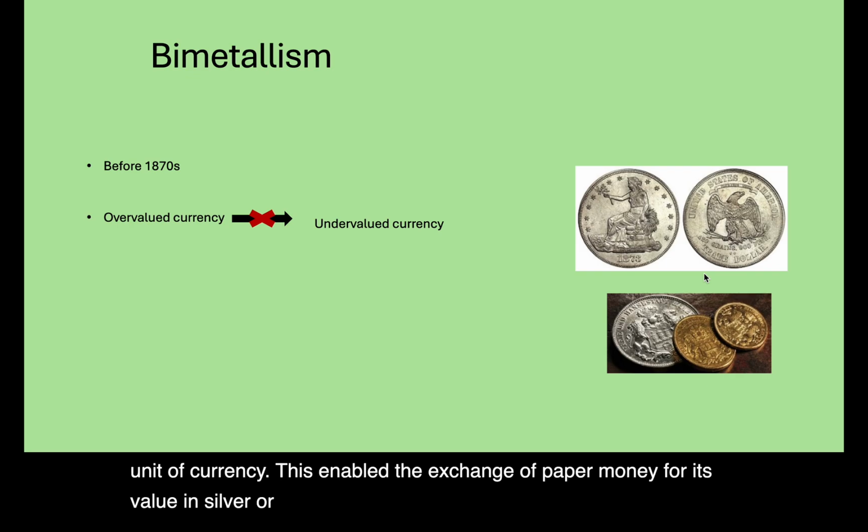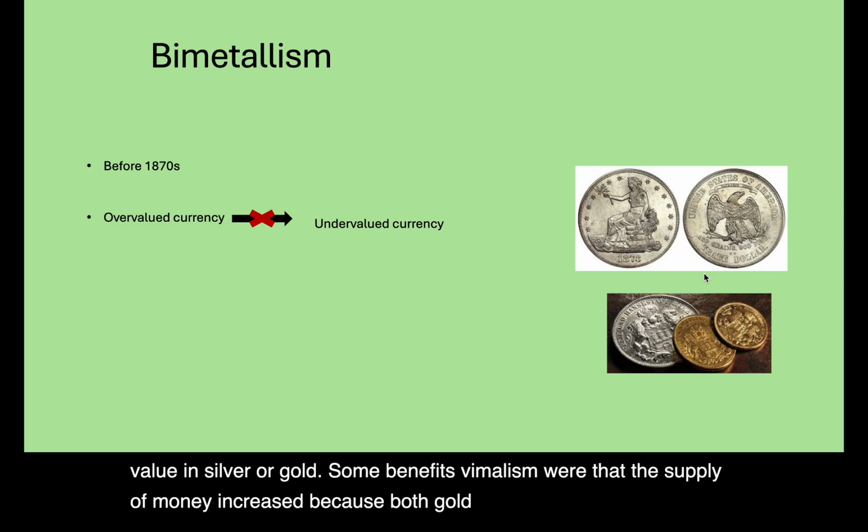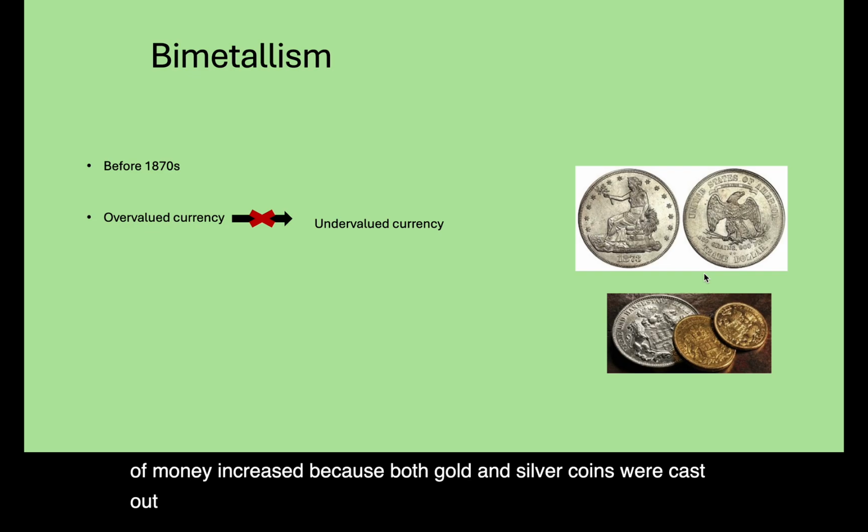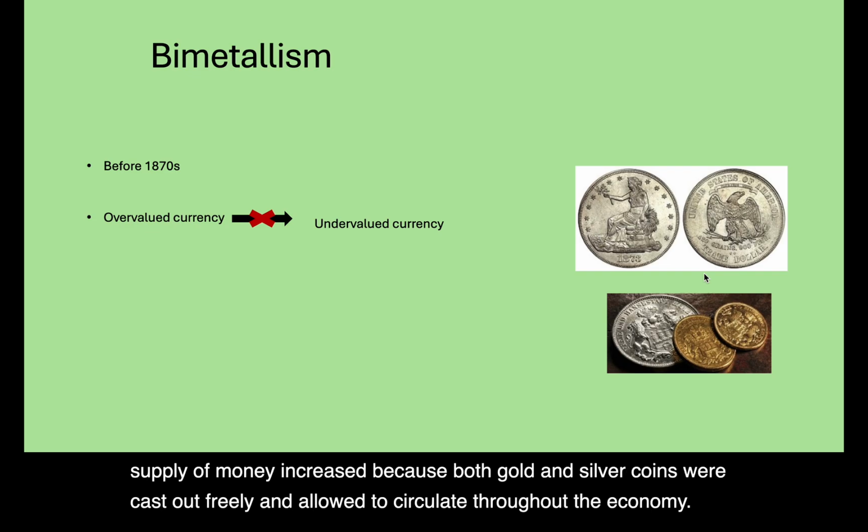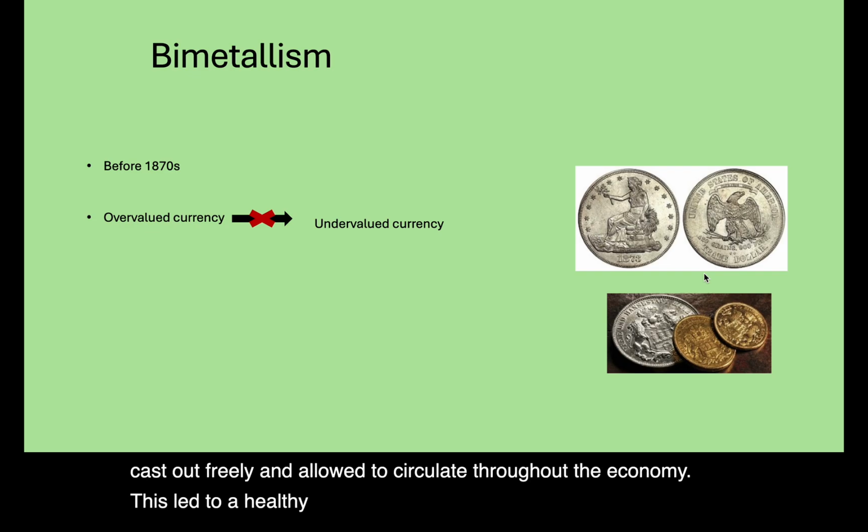Some benefits of bimetallism were that the supply of money increased because both gold and silver coins were cast out freely and allowed to circulate throughout the economy. This led to a healthy economy because it prompted international trade.